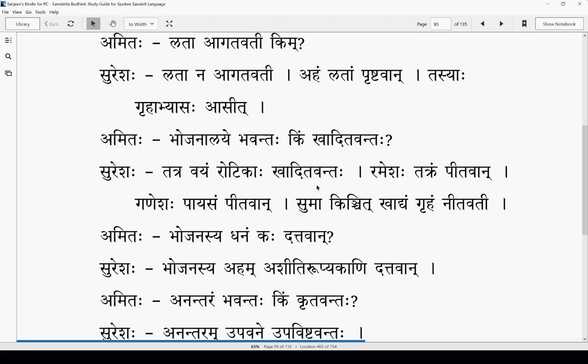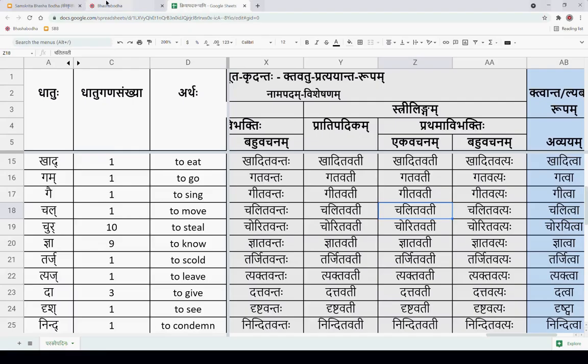Note that here, tatra vayam rotikaha khaditavantaha means we ate, we had eaten. Rotikaha. And here note that this could be many times confusing. Like vayam is clear. Rotikaha. Now what is the vibhakti of rotikaha here? Prathama vibhakti. What is the pratipadikam? Lingam, pratipadikam, simple like Lata, Uma. Strilingam. Akarant. Now look at the vibhakti table of Akaranta Strilinga. Right? So let's say Bahuvachanam.